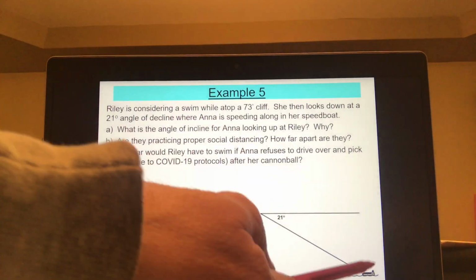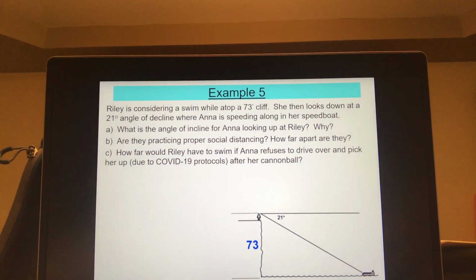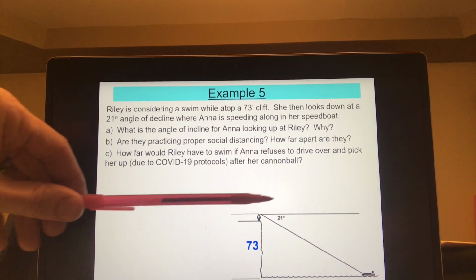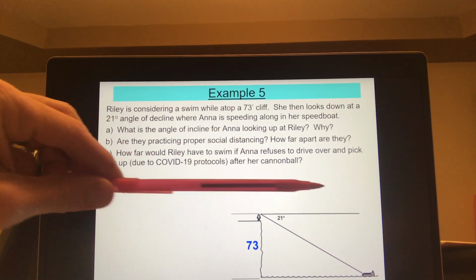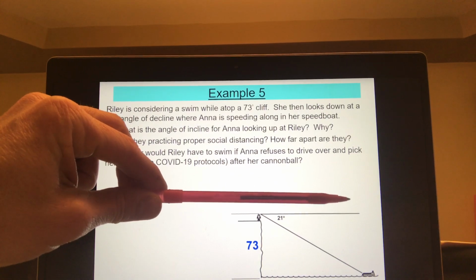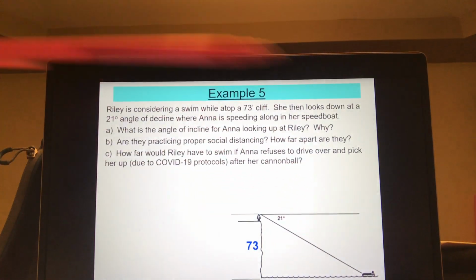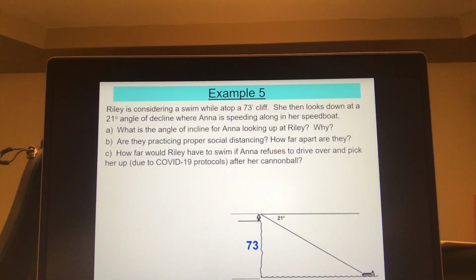And then down here's Anna, speeding along. Now this is called an angle of decline. Anna would normally be looking along the horizon, straight across here. If you think about it, people usually walk looking forwards. She looks at an angle of decline, which means her head or eyes have to turn and rotate downwards to see where Anna is. Oh, there's Anna down there. First question is, what's Anna's angle of incline looking up at Riley?